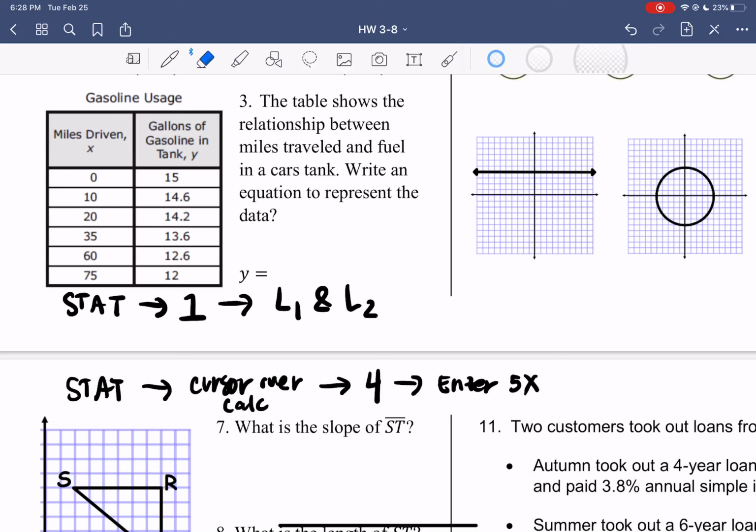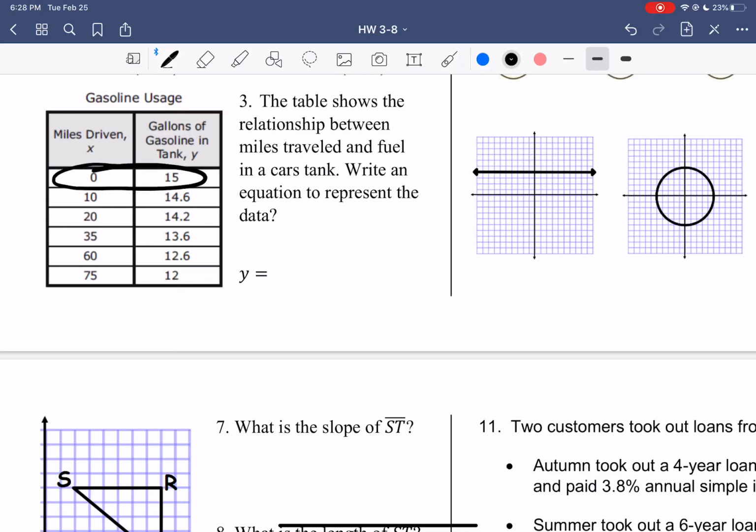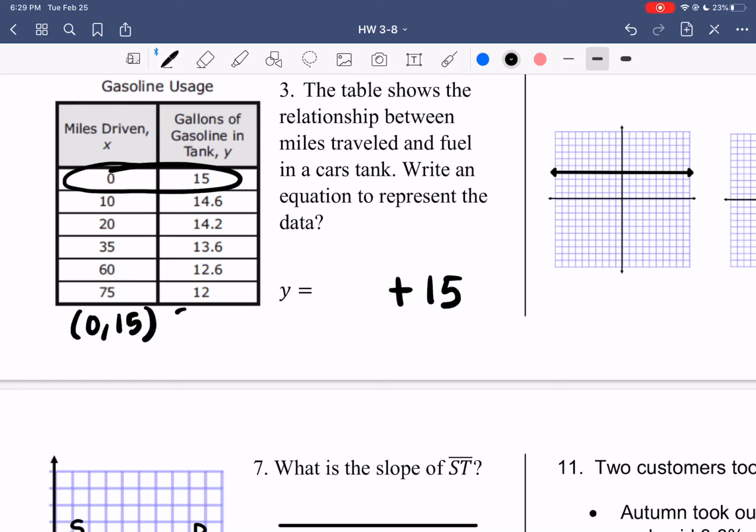You'll get y equals ax plus b. So a will be your slope and b will be your y-intercept. The other way we could make sure, we could look here, and when x is 0, y is 15, so that means our y-intercept is going to be 15. And then we could use our slope formula, with 0, 15 and 10, 14.6, and we could find our slope as well.